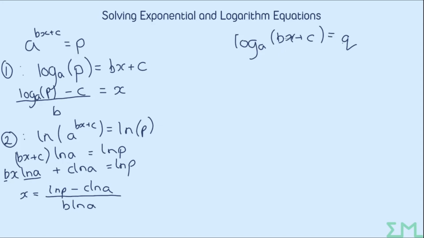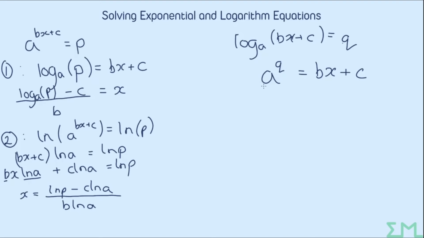Now this time the best way forward is to convert it into the opposite type of equation, so convert it into the exponential form. So we're going to take our base number a, raise it to the power of what's on the other side, q, and then that will equal what's inside the log, bx plus c.